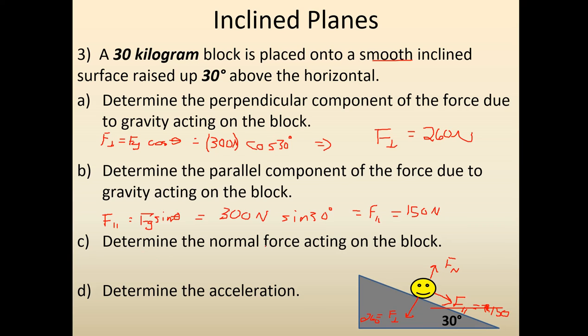Now here, they want to determine the normal force. Again, the normal force is going up at an angle. The force directly opposite it is the perpendicular, so this is going to be 260. And then for here, determine the acceleration. I'm going to use F net equals ma. My net force is 150, and my mass is 30 kilograms. Plugging that all in and solving for acceleration, I end up getting that acceleration should be 5 meters per second squared. All right, and that's pretty much it.